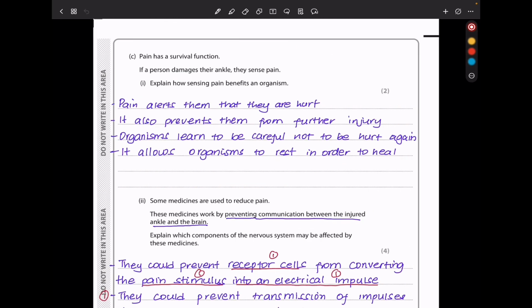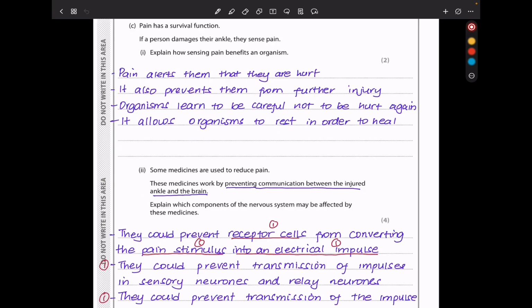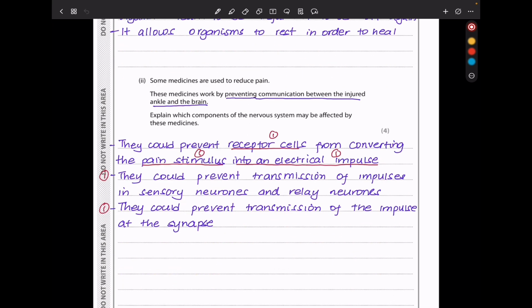In part C, pain has a survival function. If a person damages their ankle, they sense pain. Explain how sensing pain benefits an organism. Pain alerts somebody that they are hurt so that they can be more careful or take precaution. It also prevents them from further injury. It allows them time to rest so that they can heal, and then the organisms will be more careful in order not to be hurt again in that similar situation.